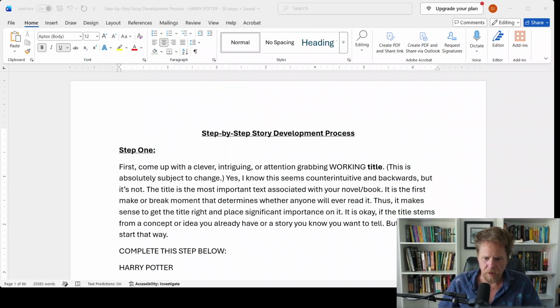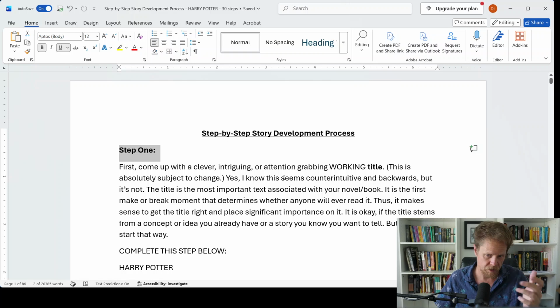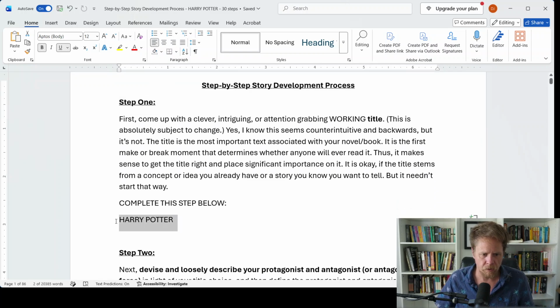Let's get into the heart of this particular video where we're talking all about theme. As you can see here, I pulled up my step-by-step story development process. This is what we're working through step by step in this series, guys. Step one was to come up with a working title for your novel. I know it sounds counterintuitive and backwards, but it's the most important text associated with your novel, so you need to get it right before you even start writing. And then we provide examples throughout for every step, and we're talking about Harry Potter as our example, right?